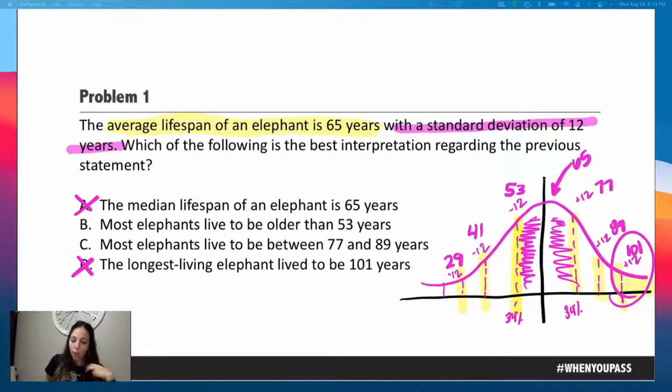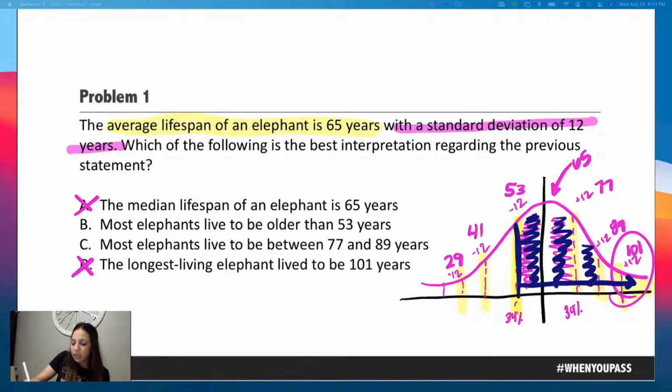All right. So most elephants live to be older than 53. So if I'm looking at that, the elephants that are older than 53 are going to be here and over. So it's going to include the 34% here. It's going to include the 34% here. It's going to include the 12% here and the 2% here. Is that most? Yes, that is most.